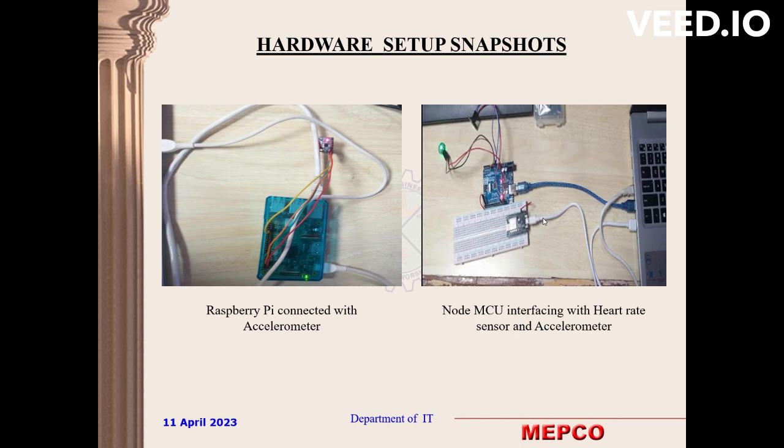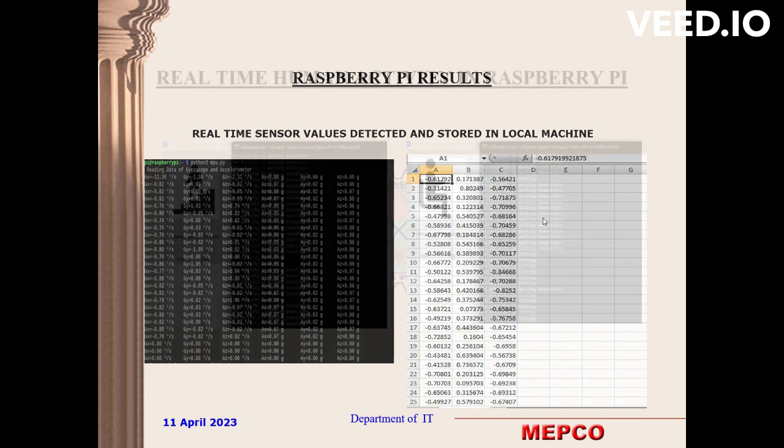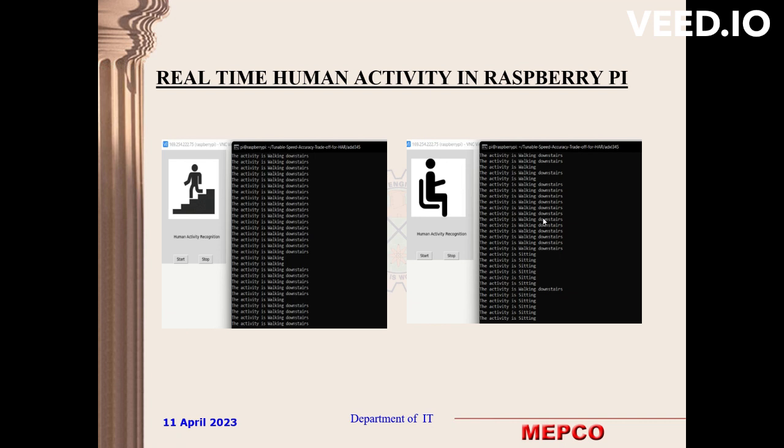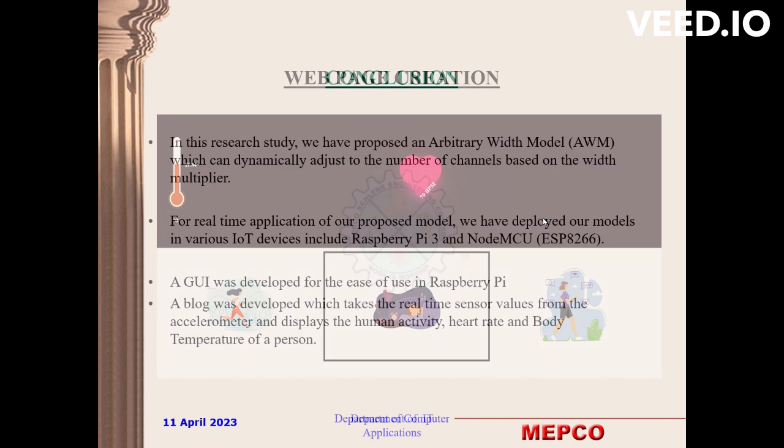In the Raspberry Pi, the accelerometer is connected with the Raspberry Pi, and in the Node MCU, the pulse sensor and accelerometer are connected to the Arduino, and the node is used for the Wi-Fi connection. In the Raspberry Pi, the real-time sensor values are detected and stored in a CSV file. The output is given here, and real-time human activities are displayed in a GUI in the Raspberry Pi, and the web page creation tells the heart rate, body temperature, and human activity. Three basic activities, namely sitting, walking, and running, are given.